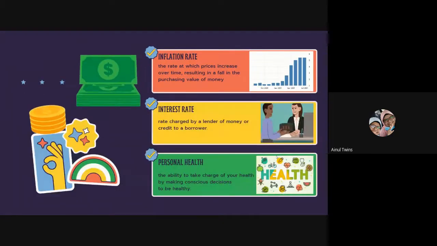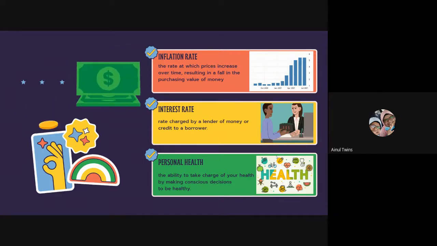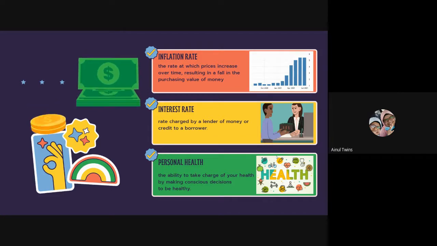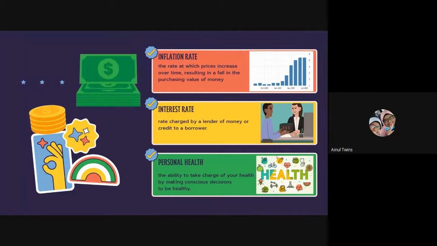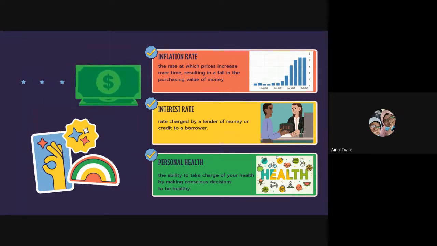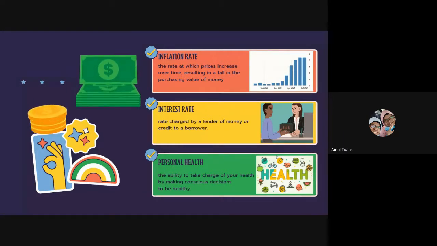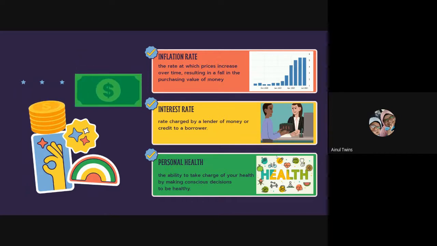And to develop a long-term financial plan, the key aspects to be considered are as follows. First, we have inflation rate. Inflation rate is the rate at which prices increase over time, resulting in a fall in the purchasing value of money. The second one is interest rate. Interest rate is the rate charged by a lender of money or credit to a borrower. And the third one is personal health. Personal health is the ability to take charge of your health by making conscious decisions to be healthy.